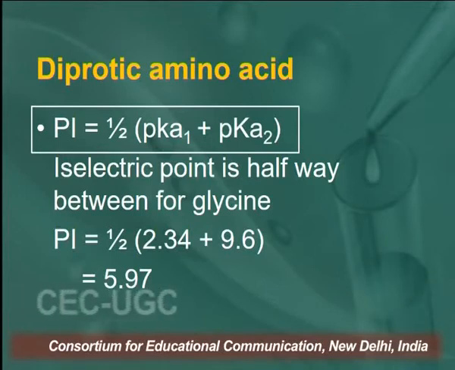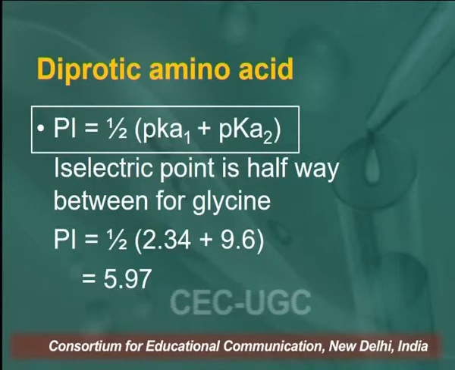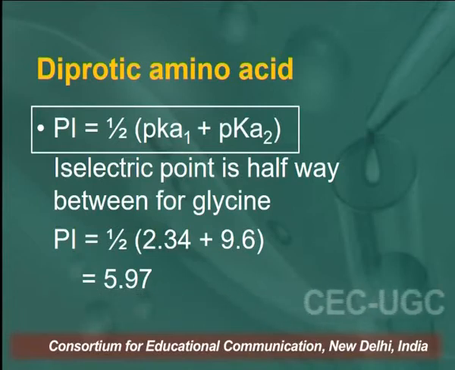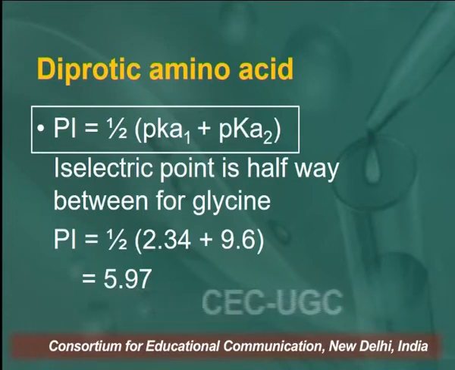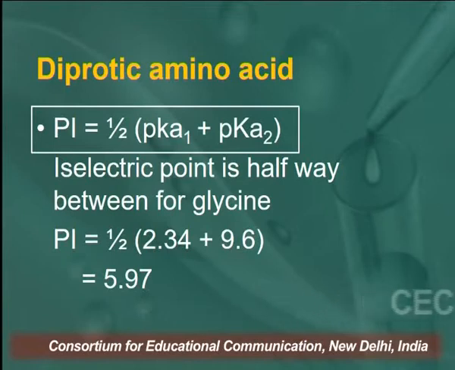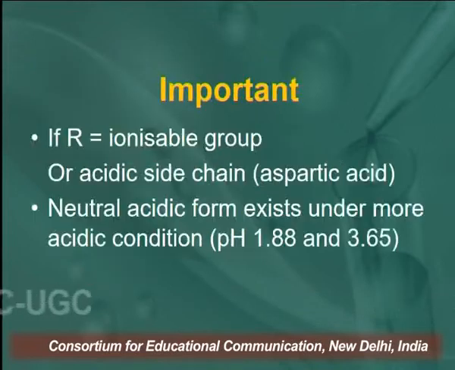So it means that the isoelectric point is the halfway between the anionic form and cationic form of amino acids. For glycine, the isoelectric point is 5.96. It is nearly 6.